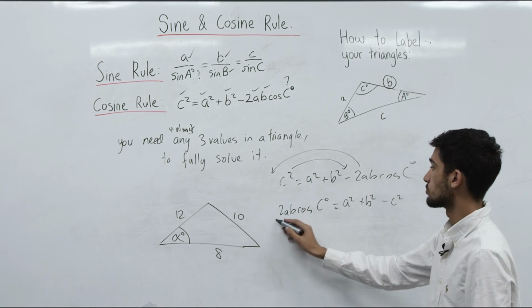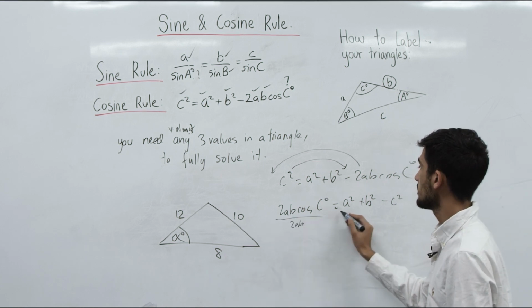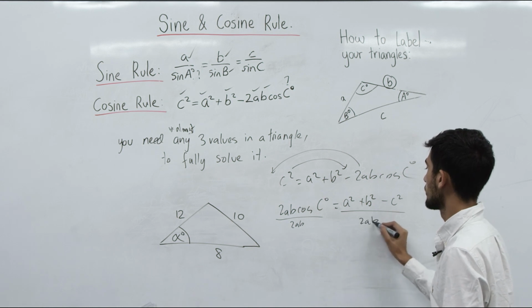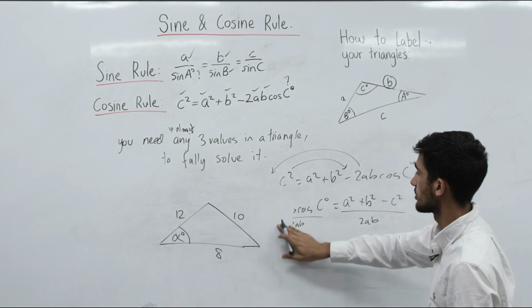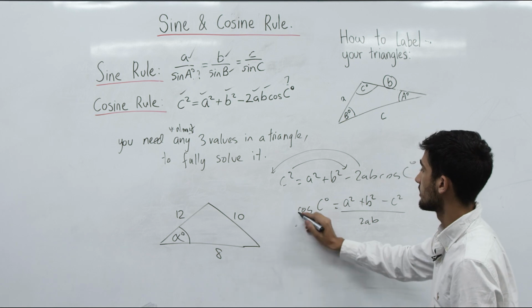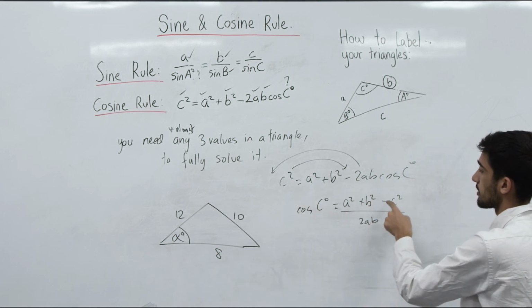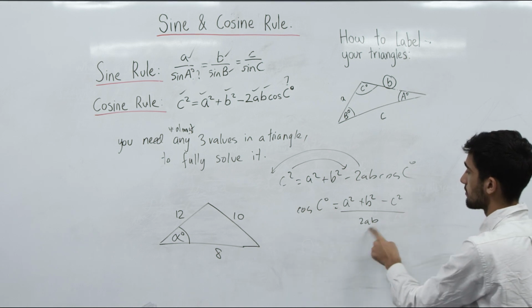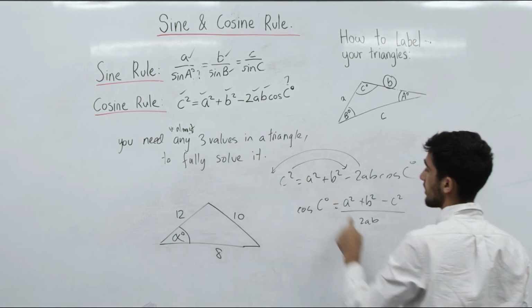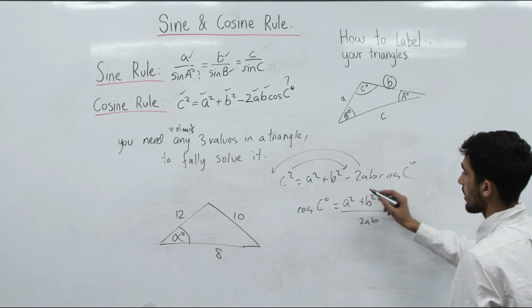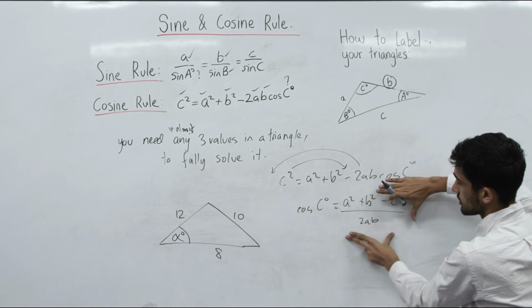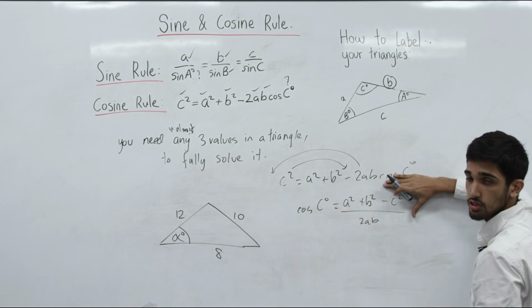Now what we have to do is divide both sides by 2AB. The reason we do that is it'll cancel on the left-hand side, and we get the cos of C is equal to A squared plus B squared minus C squared divided by 2AB. All that is from rearranging this, where we know A, B, C, so we know this whole side of the equation, which means we can solve this side.